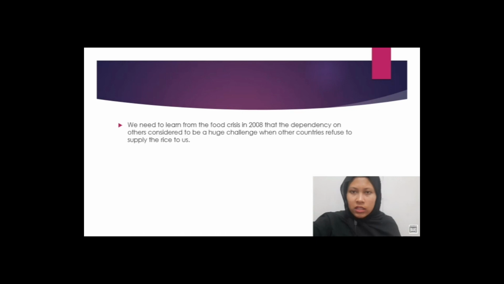The current rice self-sufficiency is at 75% and the remaining percentage mainly comes from Vietnam, Thailand and Pakistan. By 2020, Malaysia aims to achieve 100% rice sufficiency. And that's all for our group presentation.